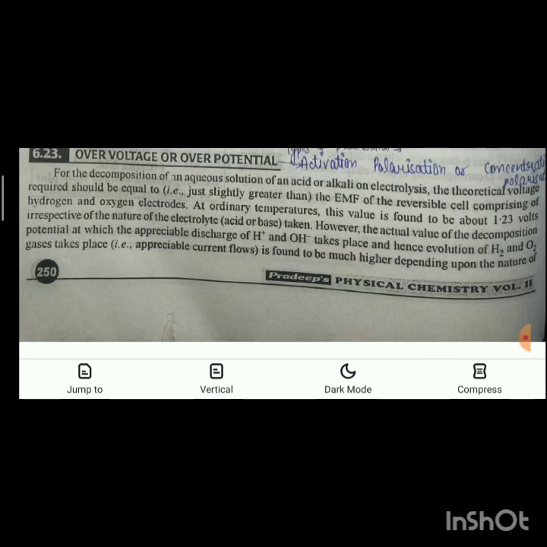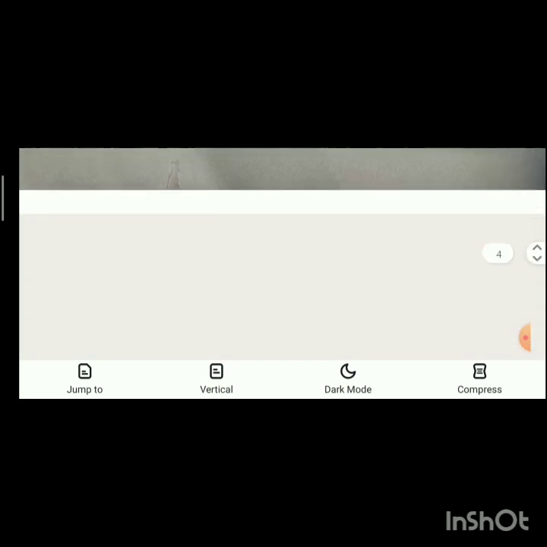However, the actual value of the decomposition potential at which the appreciable discharge of H+ and OH- takes place and hence evolution of H2 and O2 gases takes place, that is, appreciable current flows, is found to be much higher depending upon the nature of the electrode. For example, with platinum electrode the value is found to be 1.7 volt and with lead electrode it is found to be nearly 2.2 volt. This is evidently due to polarization effect taking place at the electrode.